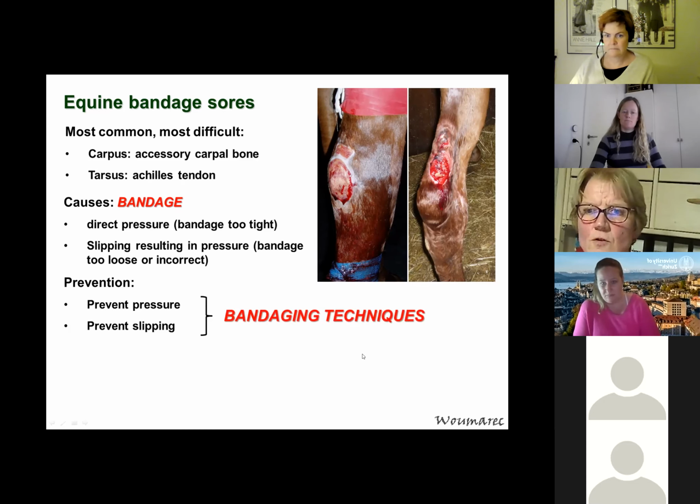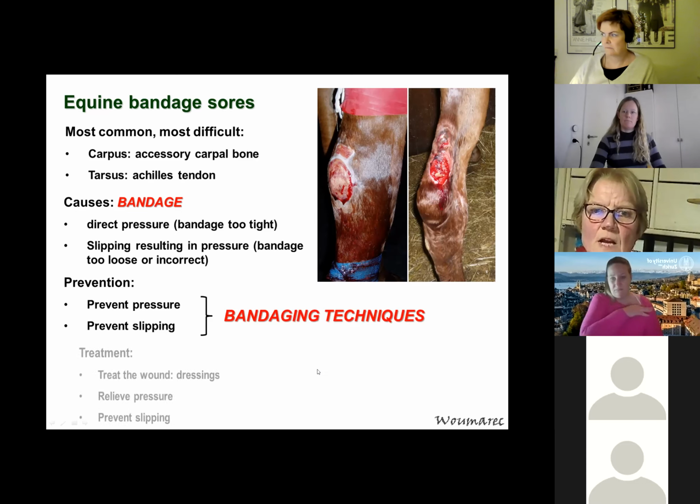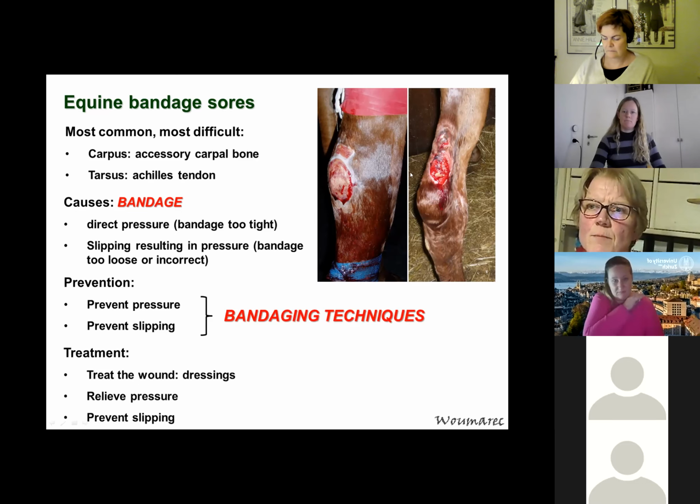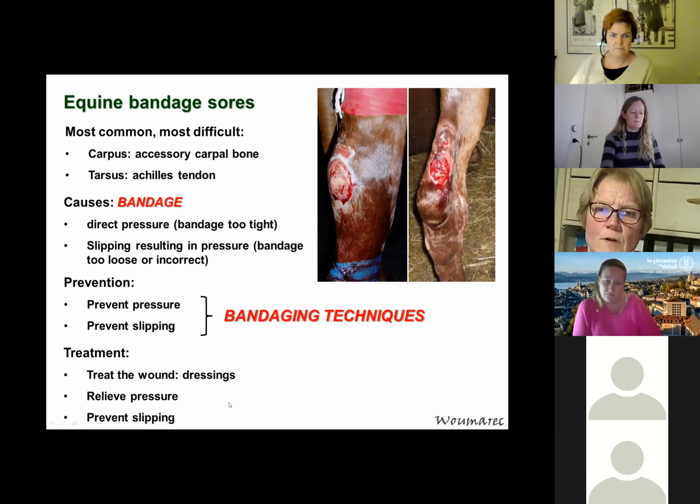And this has all to do with bandaging techniques. So the treatment of these kinds of problems is quite easy. We have to treat the wound, so we have to choose the type of dressing which is most optimal for the type of wound. And additionally, we always have to relieve the pressure, because these kinds of wounds do not heal if there is still pressure on top. And that's the case with all pressure wounds. If we don't relieve the pressure, they don't heal. And of course, there must be a good bandage, and we must prevent slipping of the bandage.